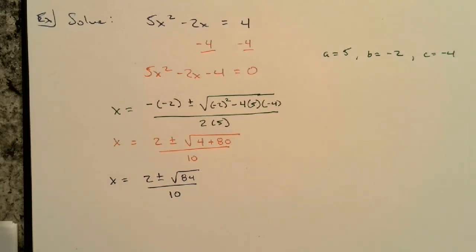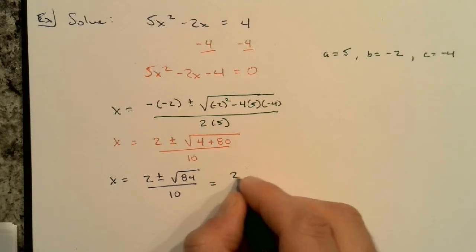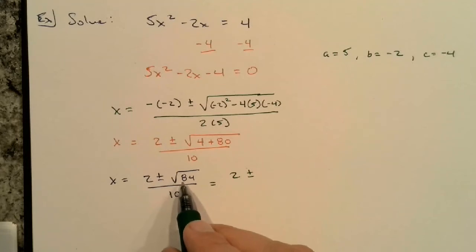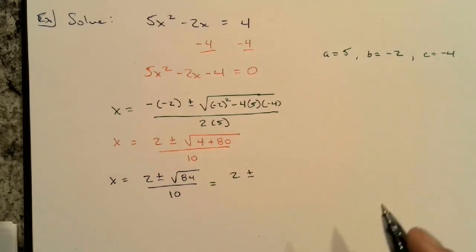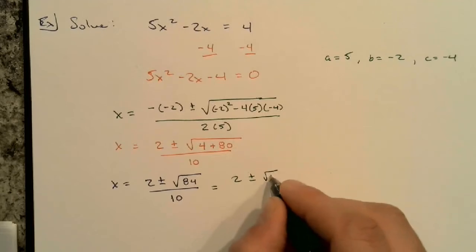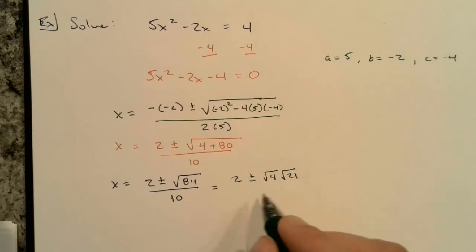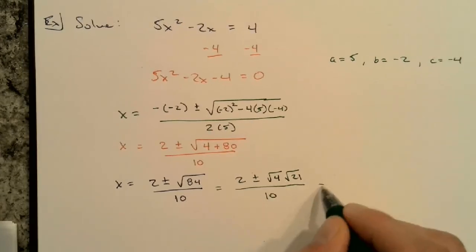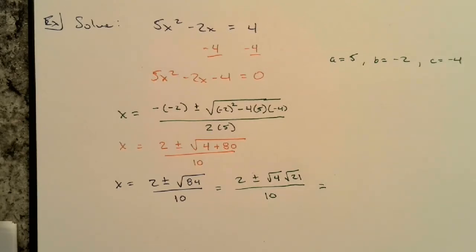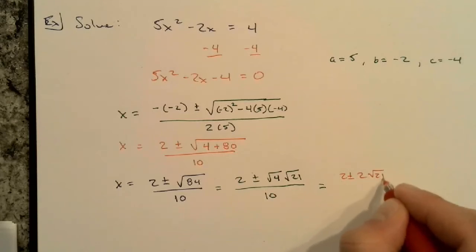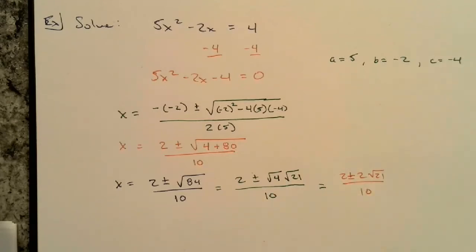And let's simplify this further. This is 2 plus or minus. Remember how you simplify the square root of a non-perfect square? So 84 is not a perfect square, so we can't just evaluate it immediately. The square root of 84, you want the highest perfect square as a factor of 84 times a non-perfect square factor. In this case, the square root of 84 breaks down to the square root of 4, that's the perfect square factor, times the square root of 21, that's the non-perfect square factor, all over 10. So this would be equal to 2 plus or minus the square root of 4 is 2, square root of 21 all over 10. And we'll simplify this.